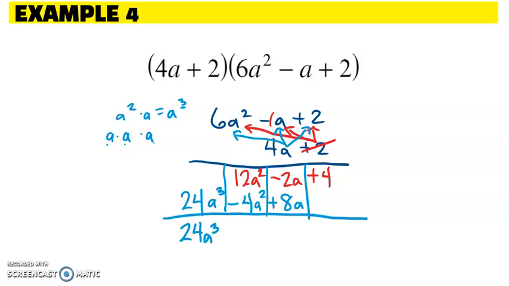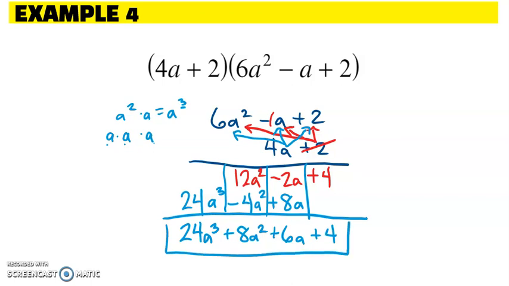12a squared minus 4a is positive a squared. Negative 2a plus 8a is positive 6a. And then we have the plus 4. Whew, a lot of numbers, but that's it. It's multiplication. Be organized, keep it neat, you can do it. That's the stack method.